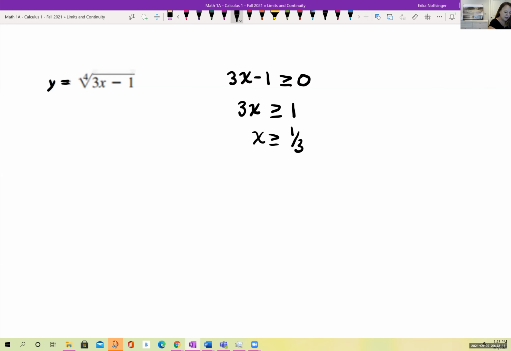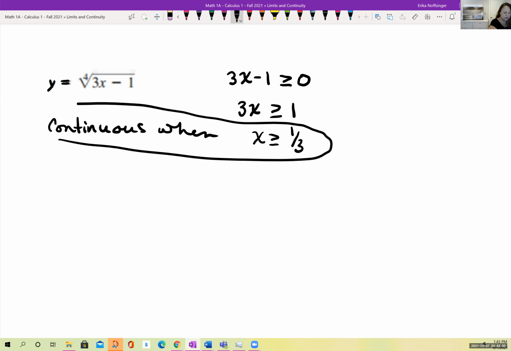So it's going to be positive for all values of x where what's underneath our radical is positive. And so it's also going to be continuous there. So it's going to be continuous when x is greater than or equal to 1/3.